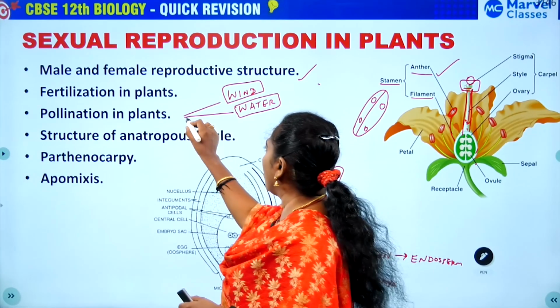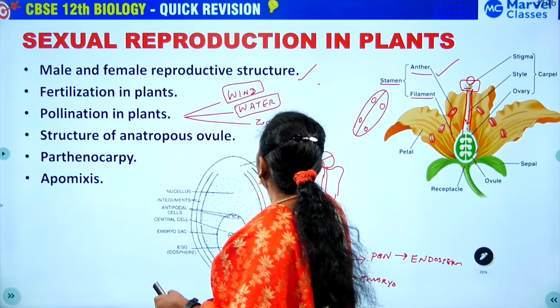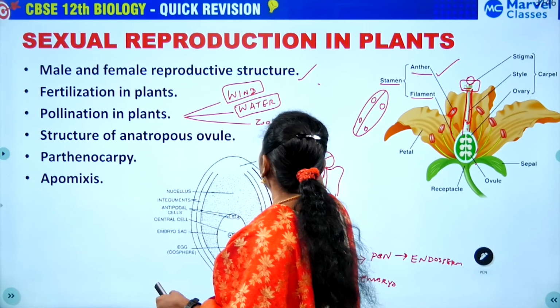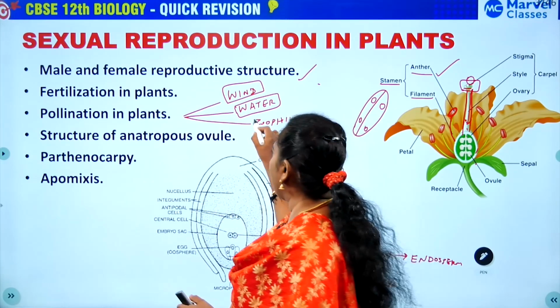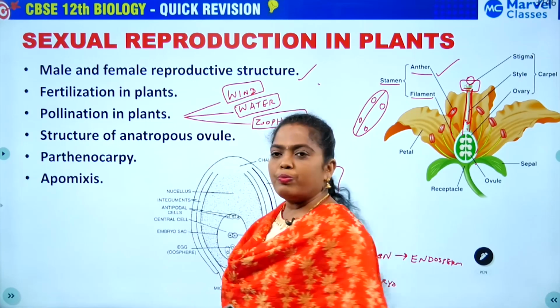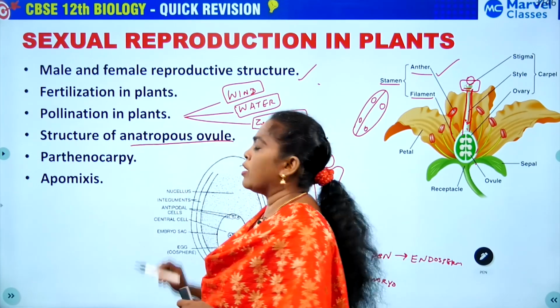And zoophily, here, if it is with insects, you can call that entomophily. Then the pollen grains have to be sticky. So like that you can mention. Then, structure of anatropous ovule.